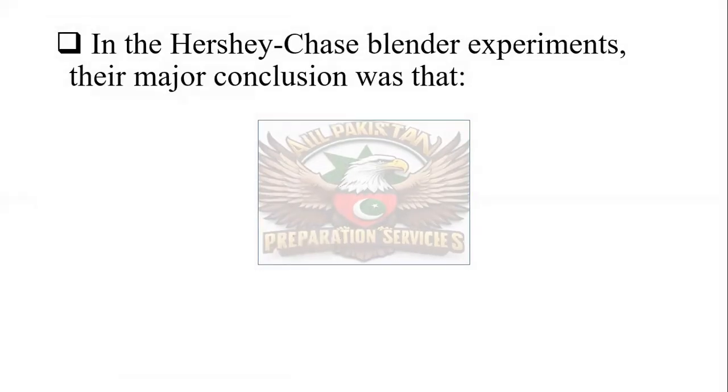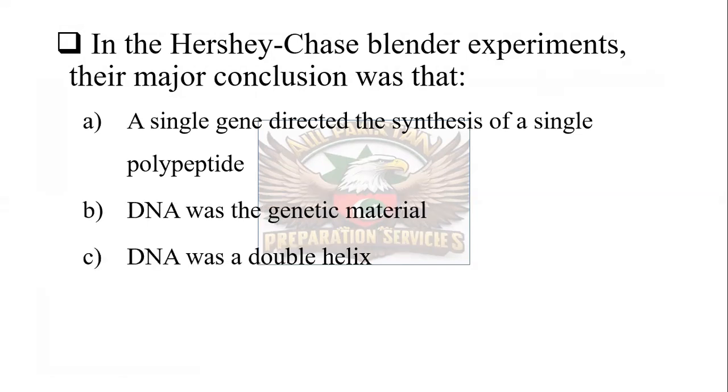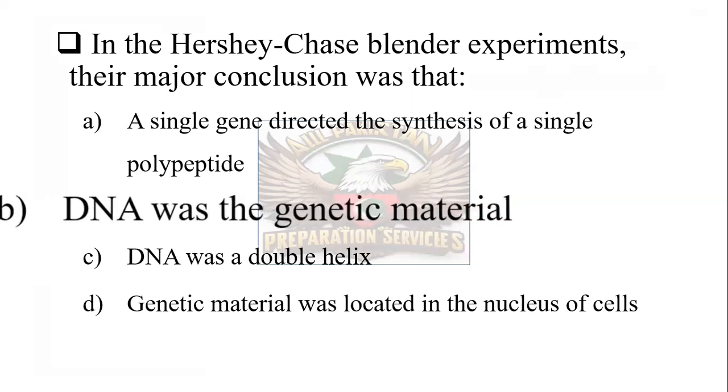In the Hershey-Chase blender experiment, their major conclusion was that a single gene directed the synthesis of a single polypeptide, DNA was the genetic material, DNA was a double helix, or genetic material was located in the nucleus of the cell. The correct one is DNA was the genetic material. In the Hershey-Chase blender experiment, the conclusion was that DNA was the genetic material.